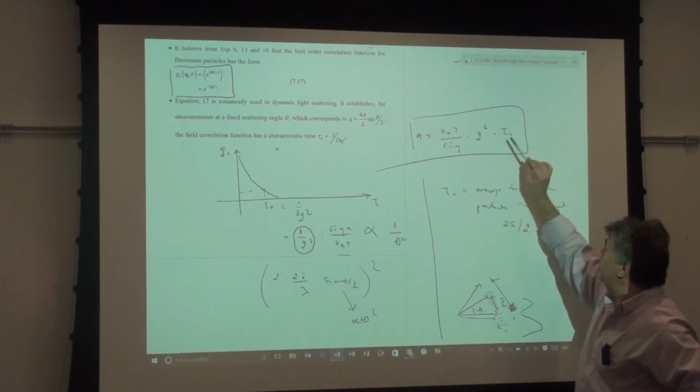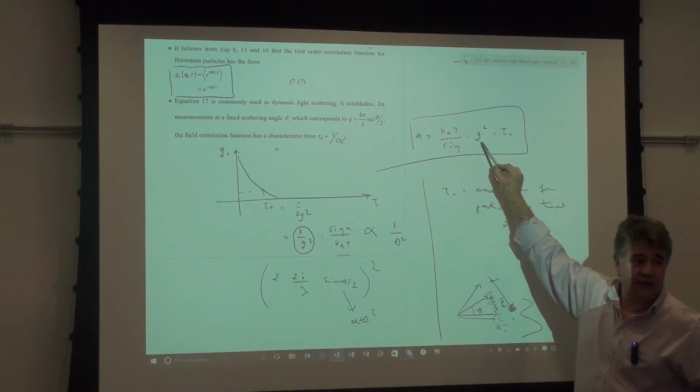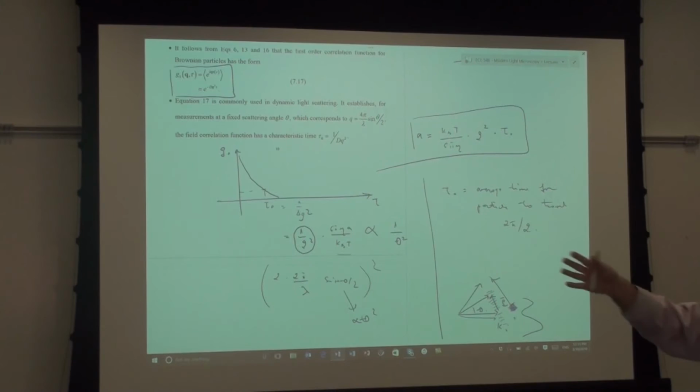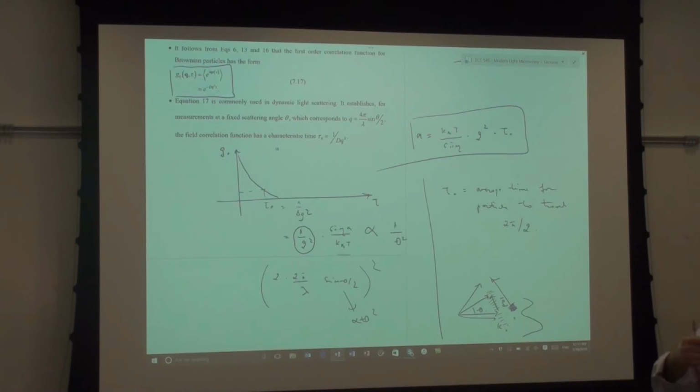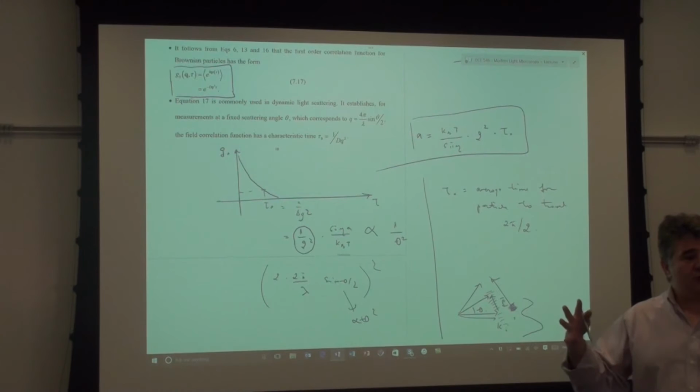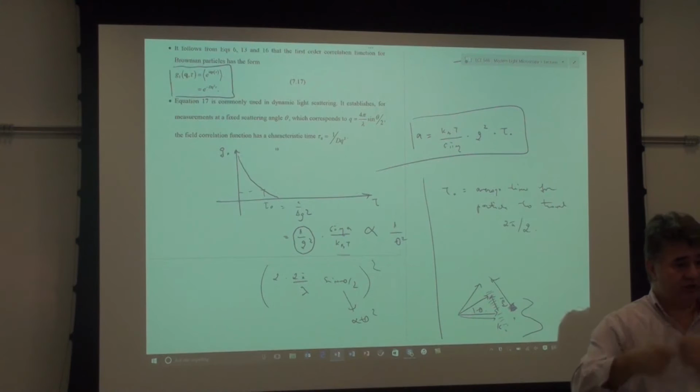The information is encoded in tau, in the time domain, not in Q, not in angles. Angles matter, but they only shift my tau up and down. They only scale. It's a scaling parameter. The information is not encoded in the angles. It's encoded in the temporal fluctuations. So that's why your answer is very good. My resolution in sizing the particles is actually how fast I can measure. As I make the particles very small, they're a lot more dynamic, which means that I need to measure fast.